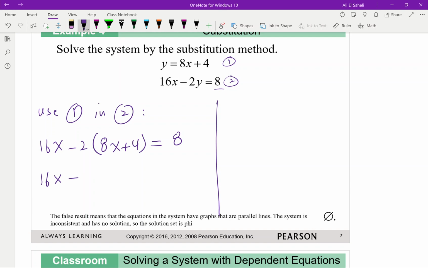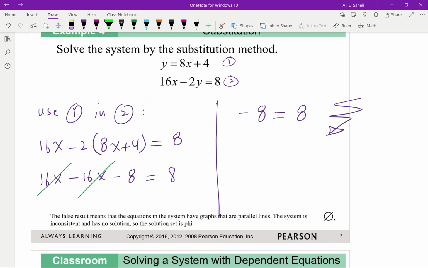16x minus 2 times 4 minus 8 equals 8, that is, 16x minus 16x minus 8 equals 8. 16x cancels 16x, and the result is minus 8 equals 8, which is a contradiction. So you cannot find any x or any y that satisfy this system. This system has no solution.